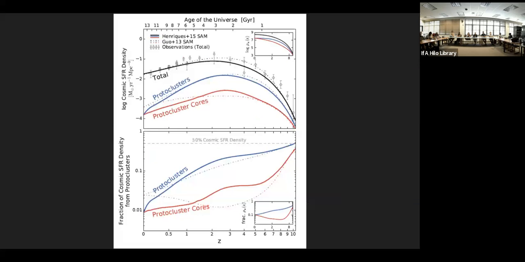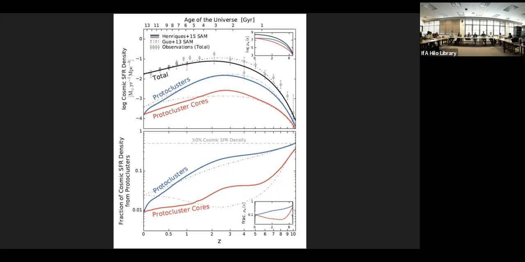So there is that part, and another part is that if we look at simulations, then around this high redshift range, there are protoclusters. This is basically what fraction of the cosmic star formation rate density is coming from protoclusters and their cores. Protoclusters contribute around 30% of the cosmic star formation rate. So 30% of all the star formation is happening in protoclusters, while their volume is just about 5%. Which means that a lot of cosmic star formation is happening in these protoclusters.